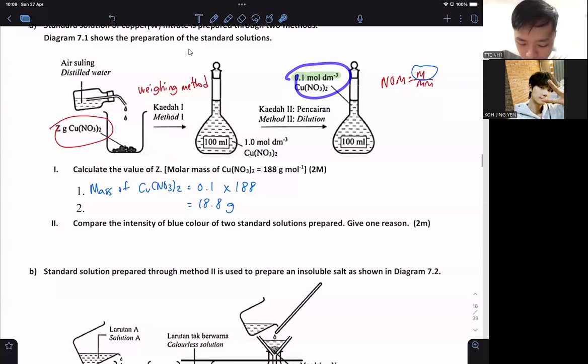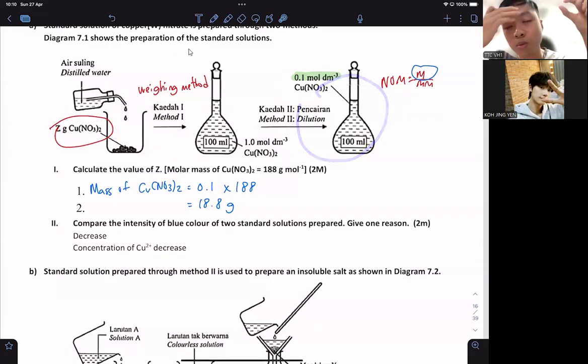So you compare the intensity of the blue color. The intensity decreases, because you can say the concentration of Cu2+ decreases. When you add more water, the blue color will fade away. It's just like your orange juice. If you add a lot of water, the orange is not so thick anymore. It becomes more dilute, more watery.